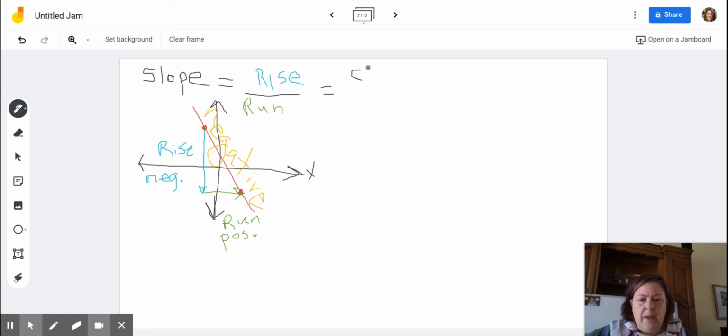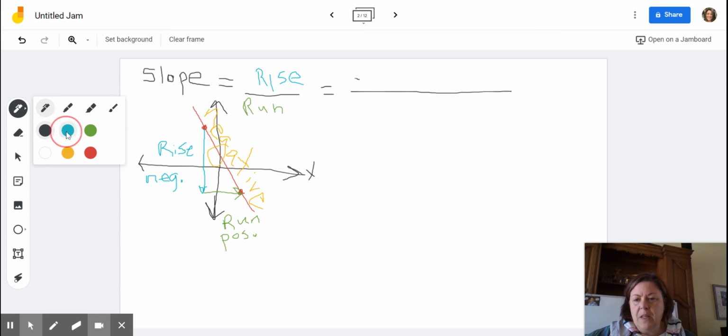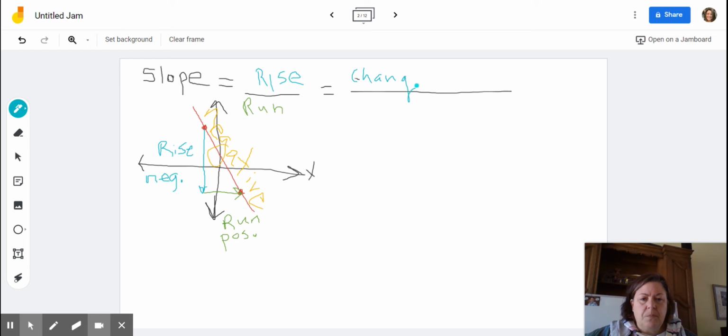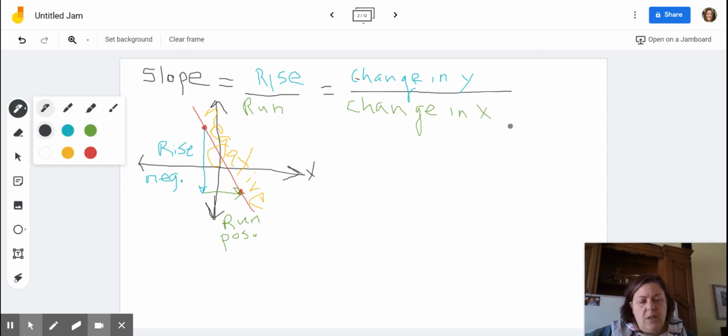We talk about slope as, actually I'm going to use blue. Switch to black and draw my fraction line. We also talked about slope as being the change in y over the change in x. And in the previous lesson, we talked about the fact that we can also find slope using a formula.